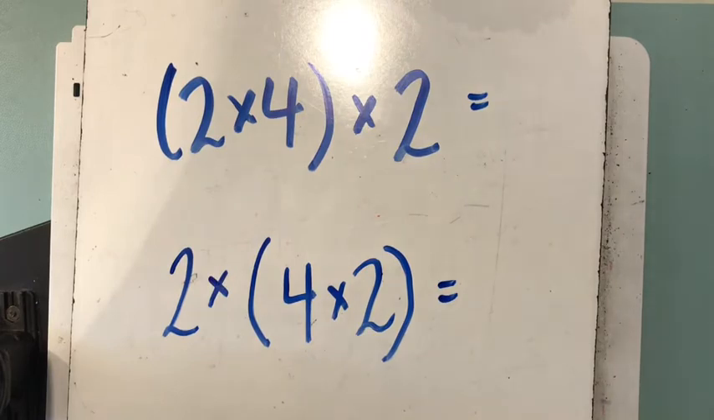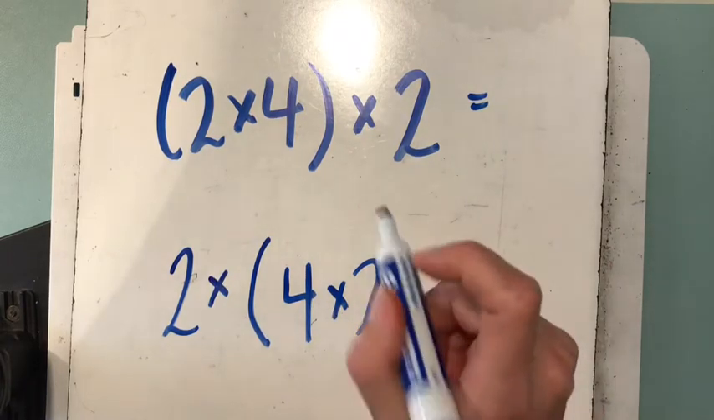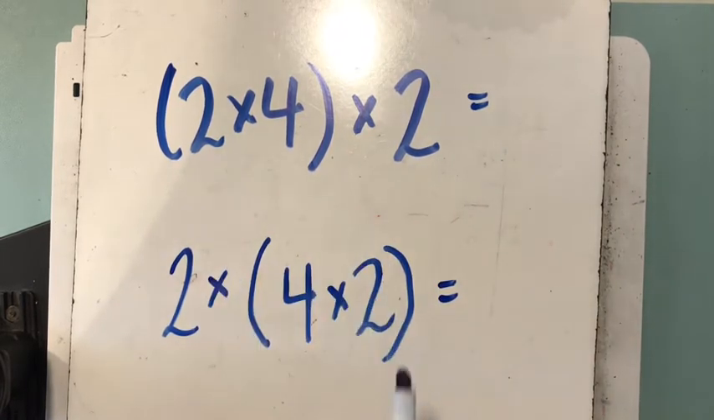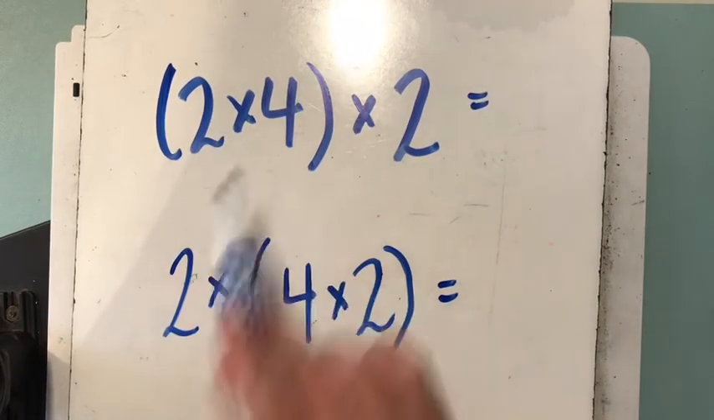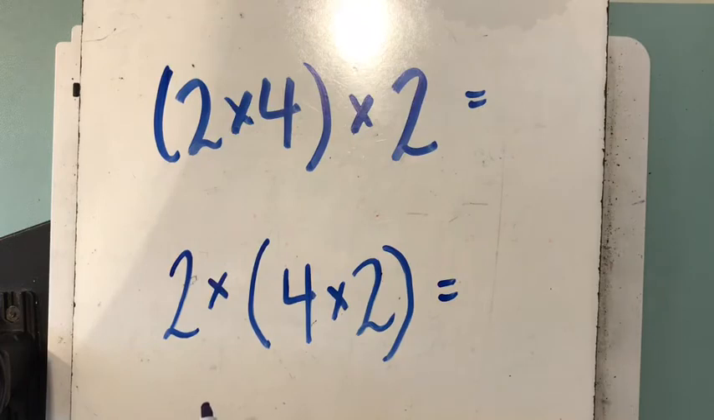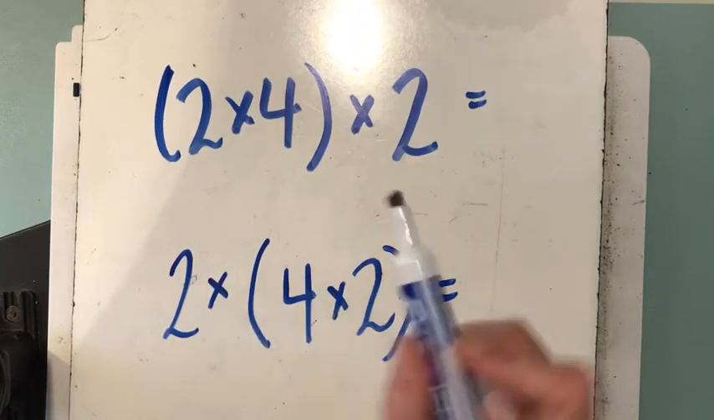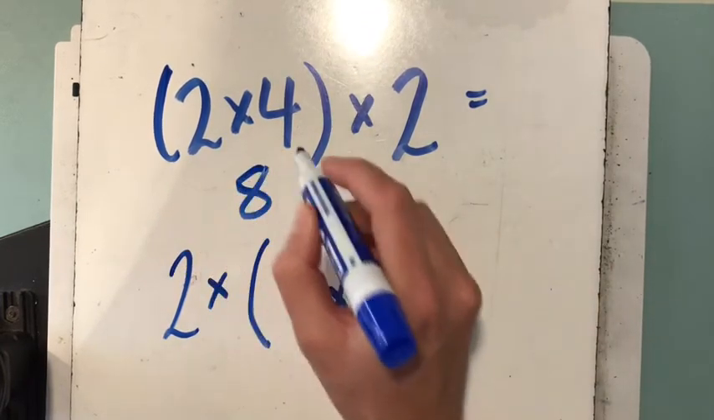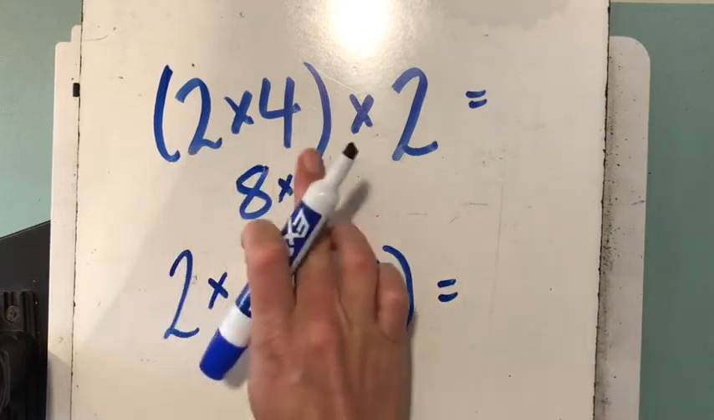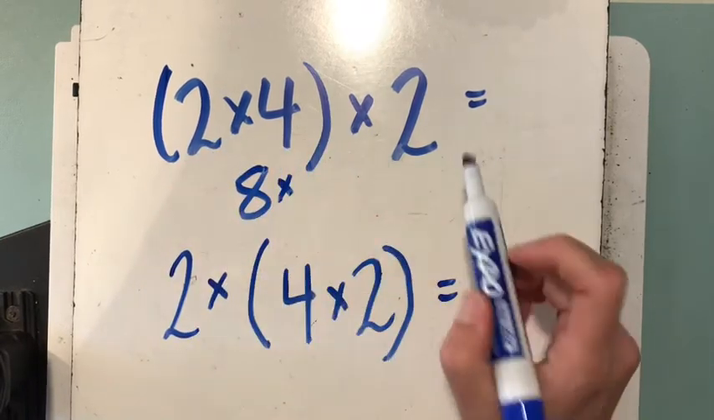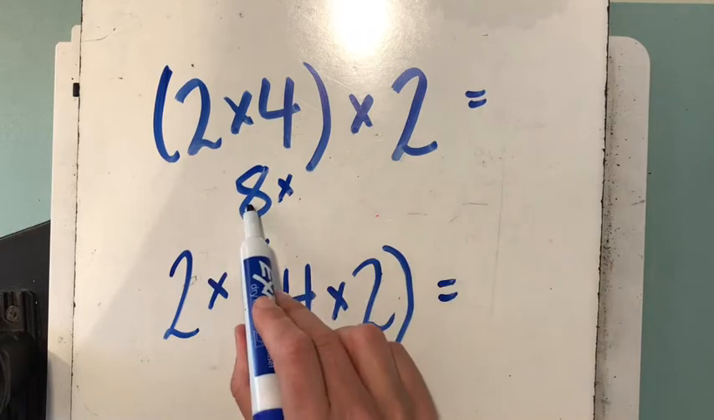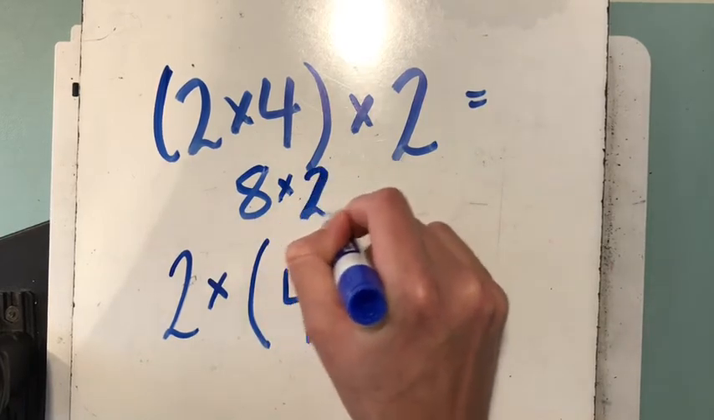Multiplying, the total is the product, right? We always do the parentheses first. 2 times 4. What's 2 times 4? 2, 4, 6, 8. I solved the equation in the parentheses. Now I'm going to bring the 2 down here. 8 times 2 is, what is 8 times 2?